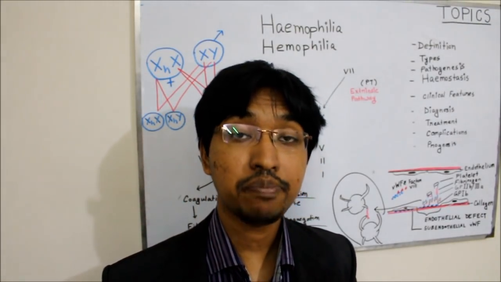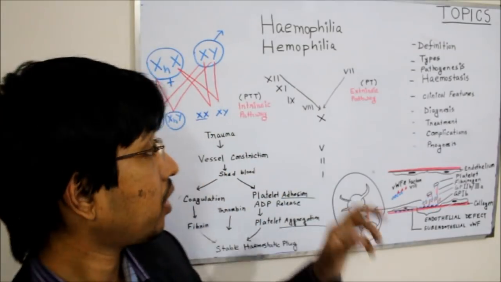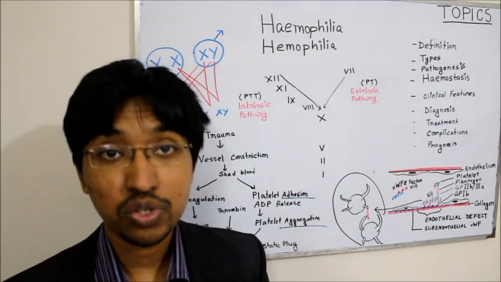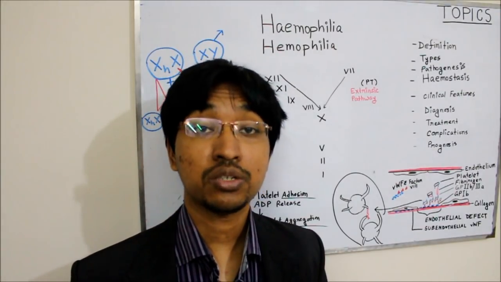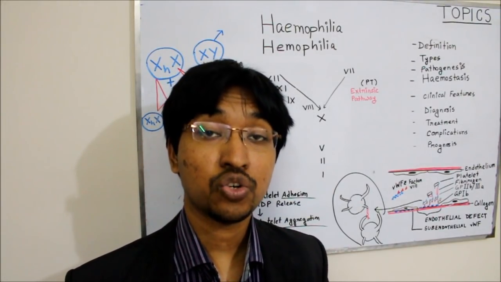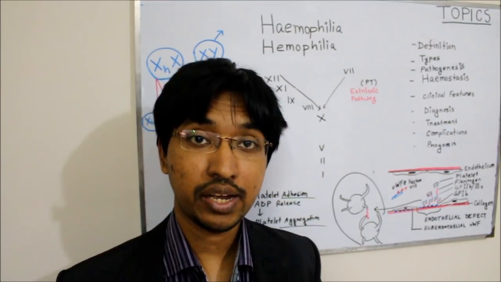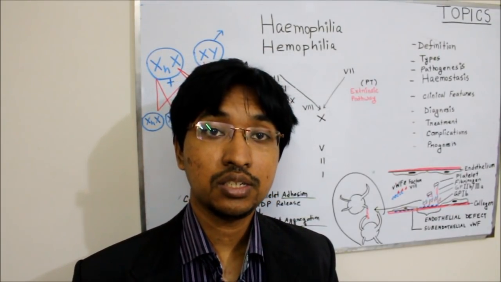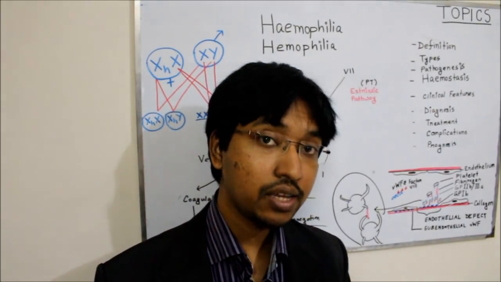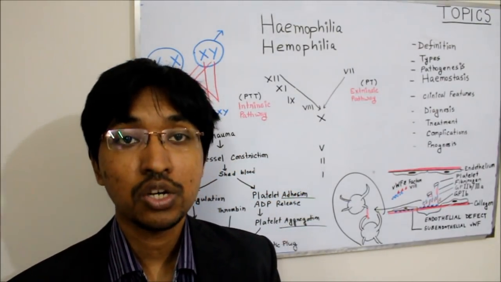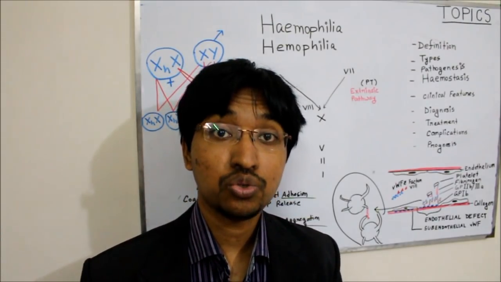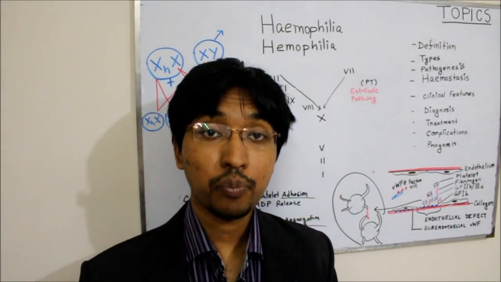However, APTT, that is activated partial thromboplastin time, will get elevated, and then we have to do some special tests, say for example factor 8 assay or factor 9 assay, to further identify the hemophilia as hemophilia A or hemophilia B, because we need to identify the deficient factor in order to treat hemophilia properly.